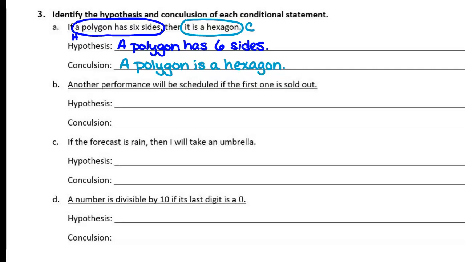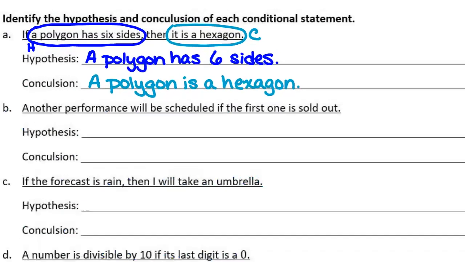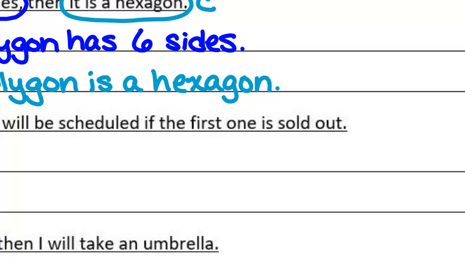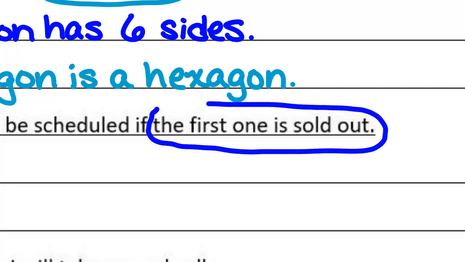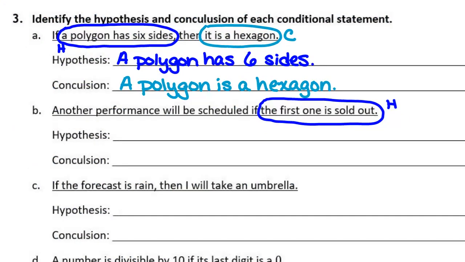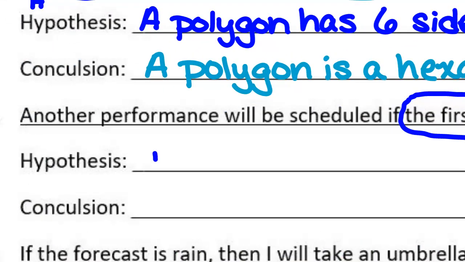All right. Let's look at part B. Another performance will be scheduled if the first one is sold out. Do you see our keyword of if? Is it at the beginning of the sentence like last time? No. But everything after if is my hypothesis. It says the first one is sold out. The first one what? The first performance. So that's my hypothesis.